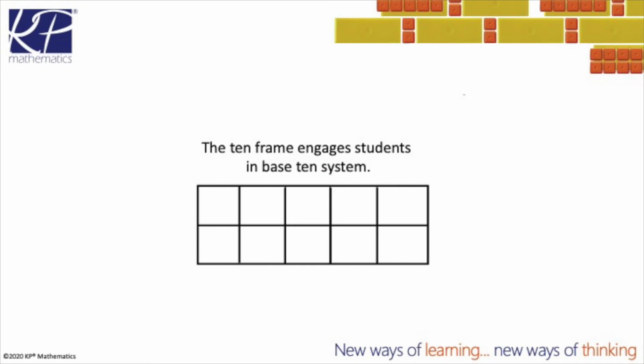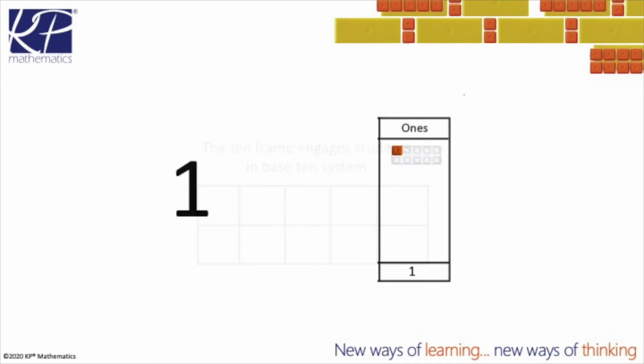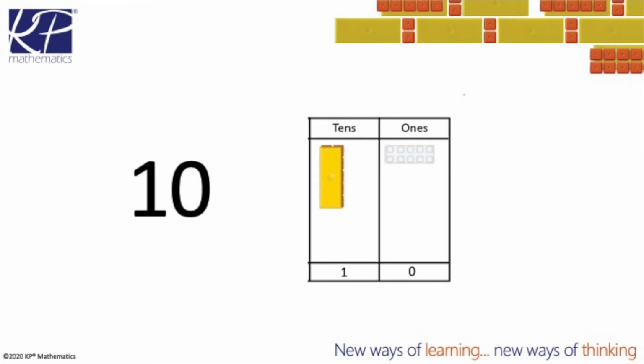When students use the 10 frame as a structure for grouping, they come close to accomplishing the automaticity that occurs with numbers at the count of 10. Watch. 1, 2, 3, 4, 5, 6, 7, 8, 9, 10. At the count of 10, 1 appears in the tens place and 0 appears in the ones place. Now the counting can continue.